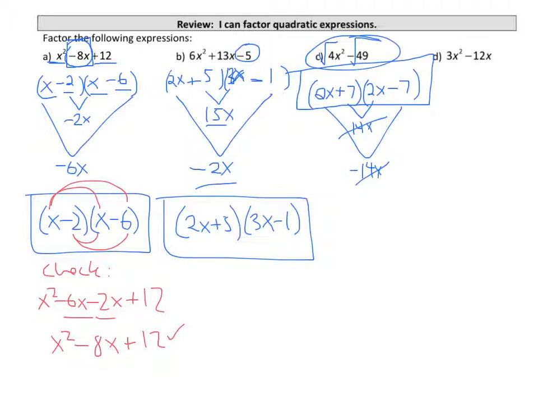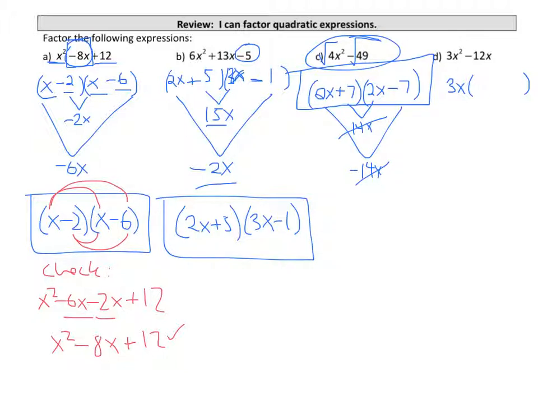And in the last example, again, we check for a GCF first. This time I do have a GCF, so I always start by factoring out my GCF. These have a 3 in common. They also have an x in common. So I can factor out 3x. So I write 3x in front of a set of parentheses.